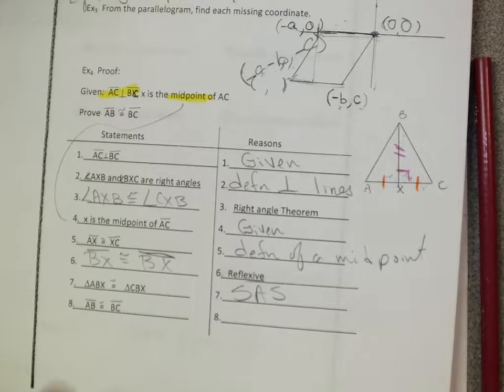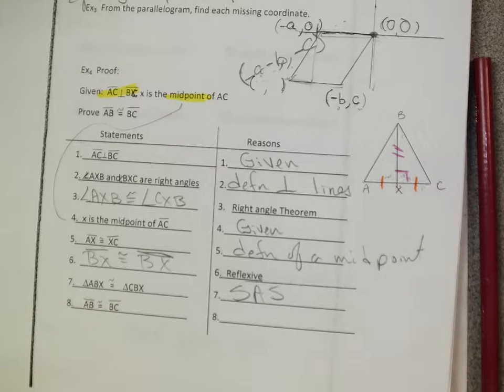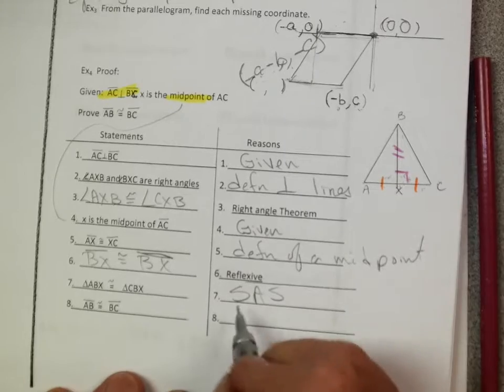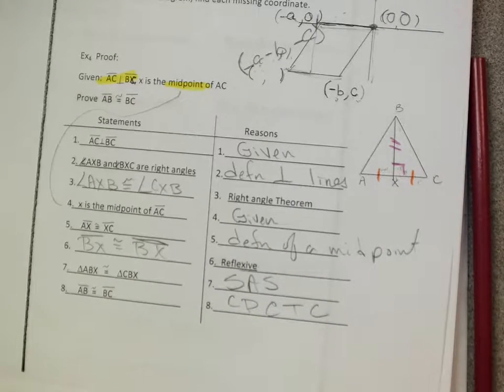Okay, now all of a sudden we want AB to be congruent to BC. What do you think? Aren't corresponding parts of congruent triangles congruent? Corresponding parts of congruent triangles congruent. We did it. How do you like that?